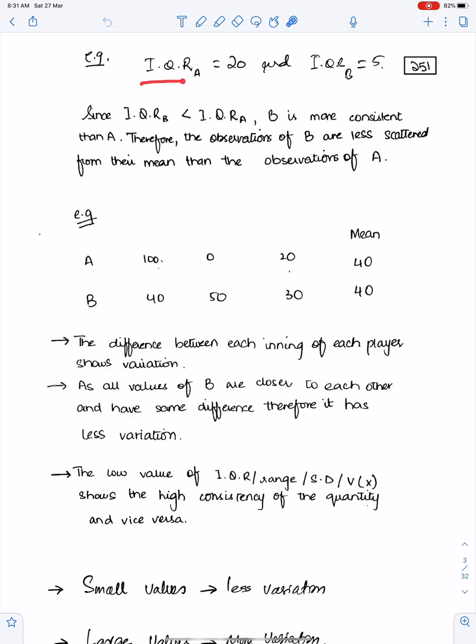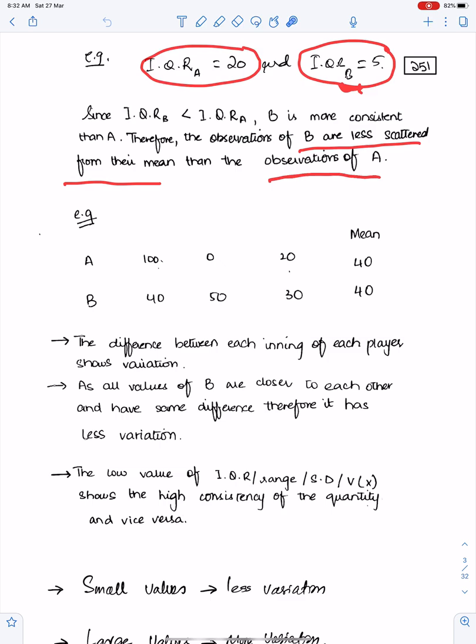Let's suppose we have found the IQR of both the players. Since the IQR of player B is less than the IQR of player A, therefore player B is more consistent than player A, because the observations of B are less scattered from their mean than the observations of A.